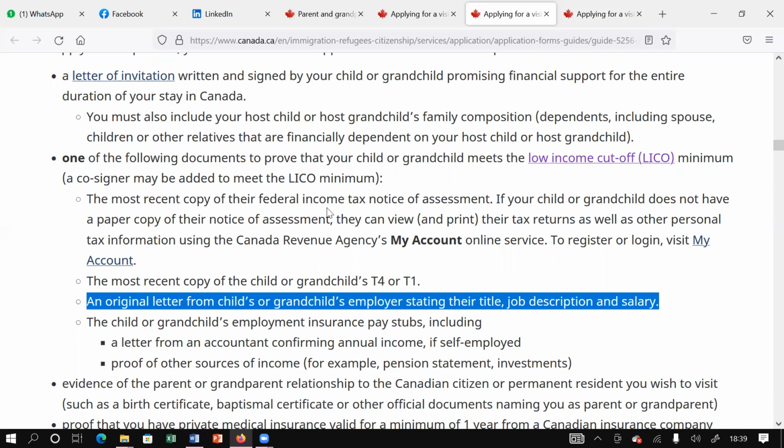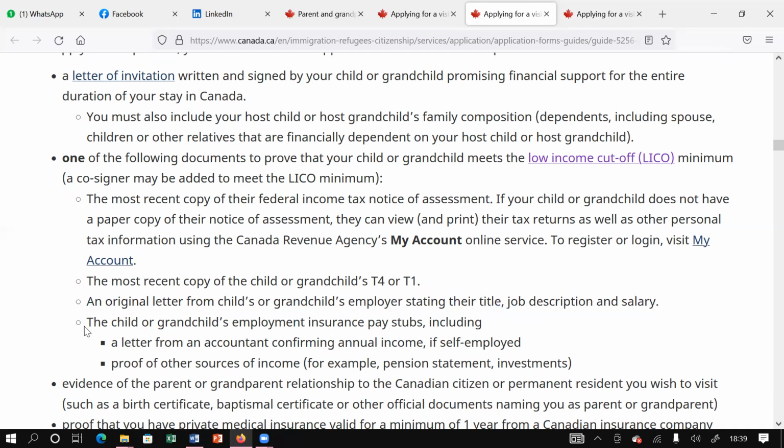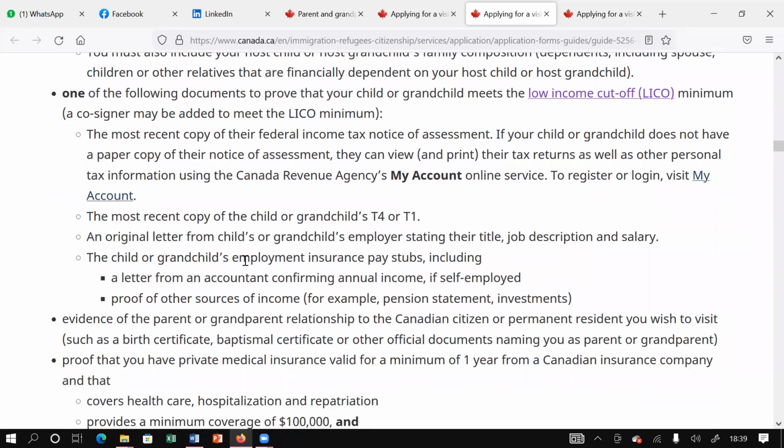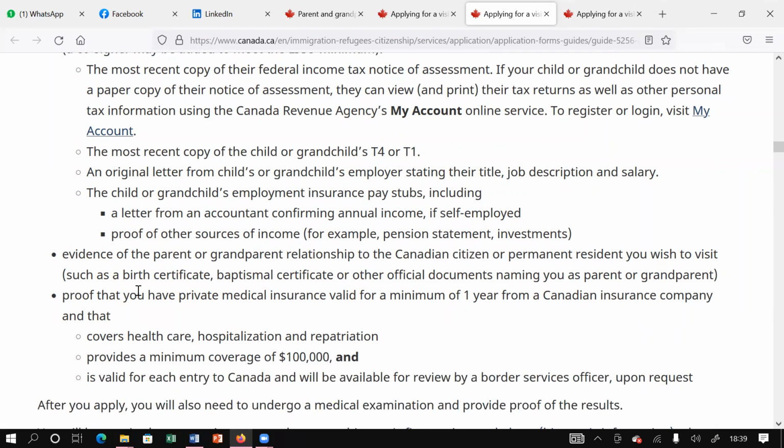It says one of the following documents. So any one of these 4 will be okay. Number 4 is the child or grandchild's employment insurance pay stubs, including a letter from the accountant, proof of sources of income. Okay, then evidence of the parent or grandparent relationship to the citizen. That is either you are their parent or grandparent or not.